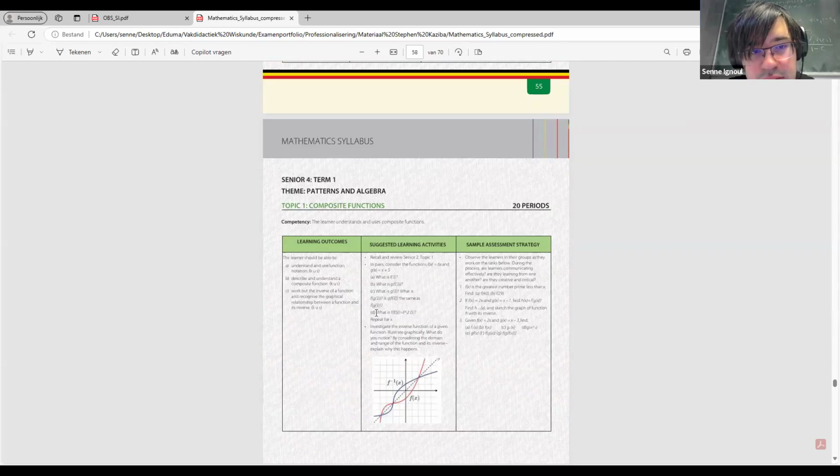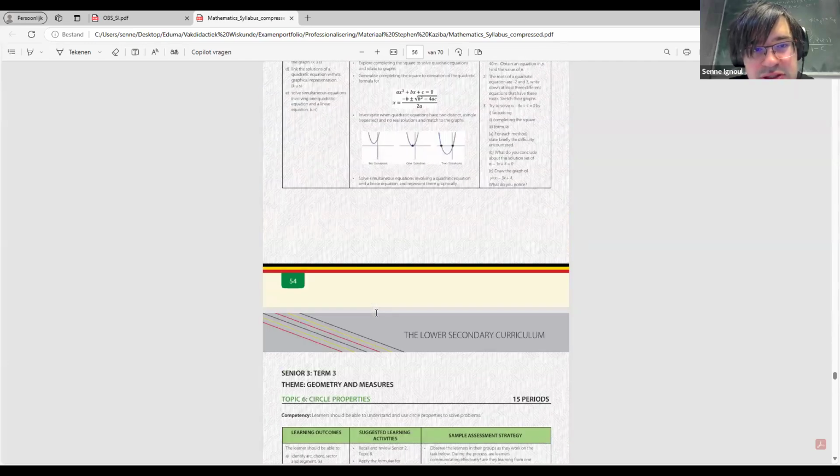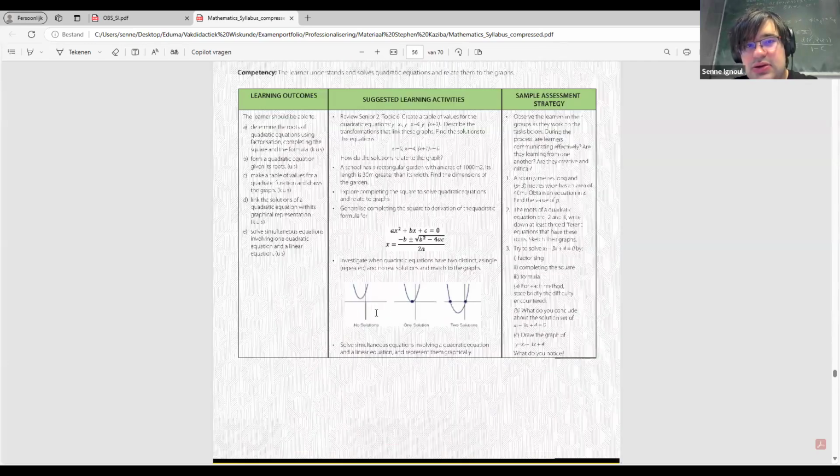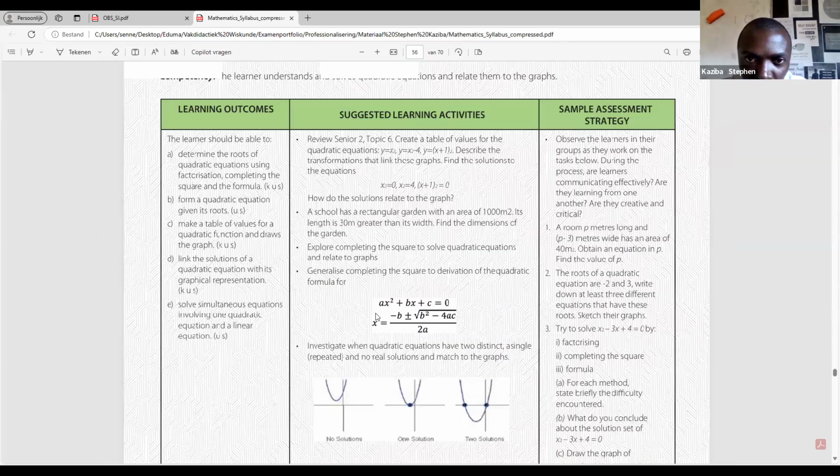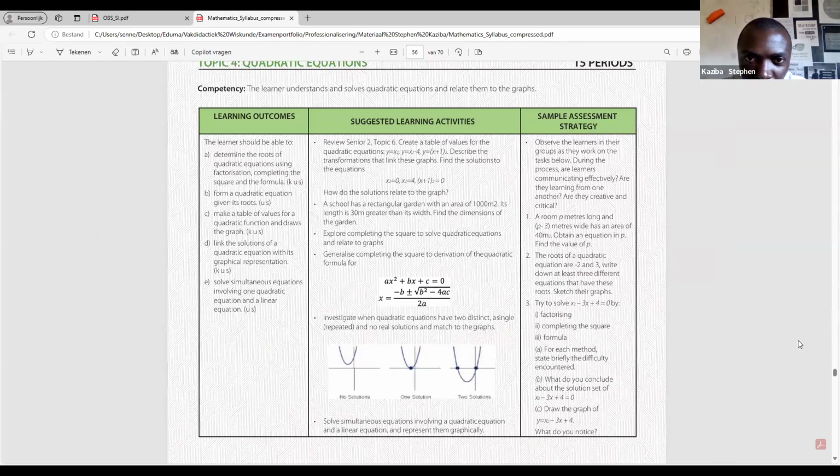Yes, wait, I will go back to quadratic functions. Now here we are looking at achieving the competence, because the competence requires the learner to be able to understand and solve quadratic equations and relate them to graphs. So the lesson you are going to conduct is helping us achieve this competency.